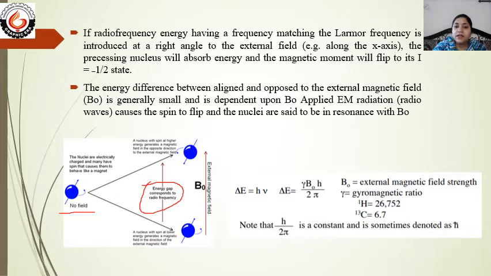The energy difference between the aligned and opposed states in the external magnetic field is generally small and also dependent upon the applied magnetic field, because the precessional motion is dependent on the applied field. So obviously the energy gap will also be dependent on the applied field, and the spin is flipped after absorbing the radio frequency. So this is the basic principle of NMR.